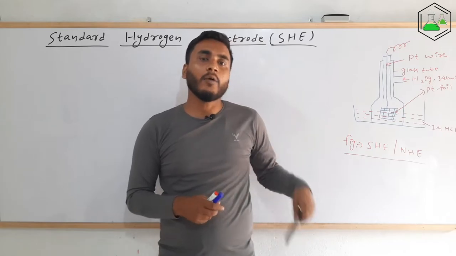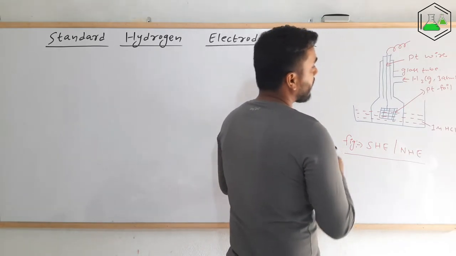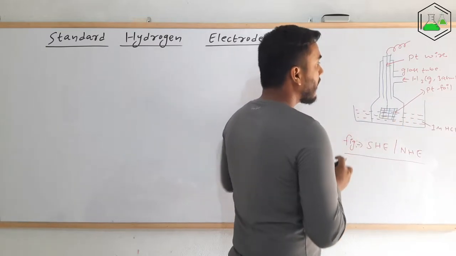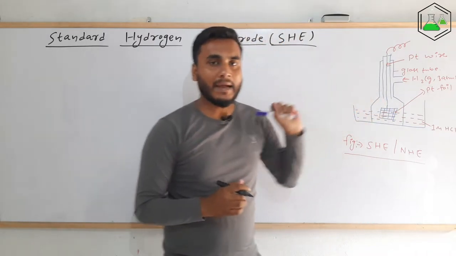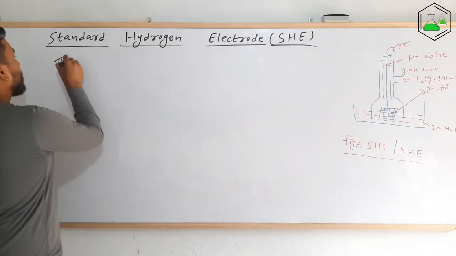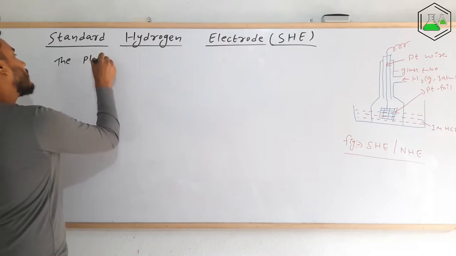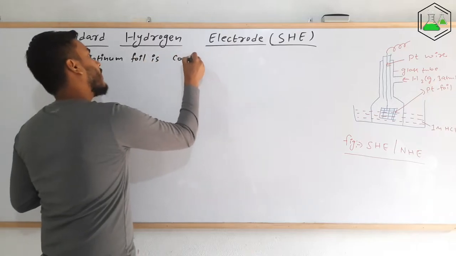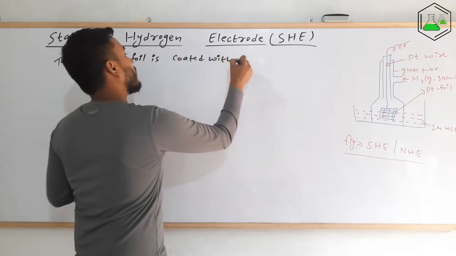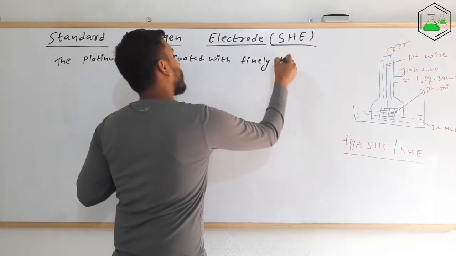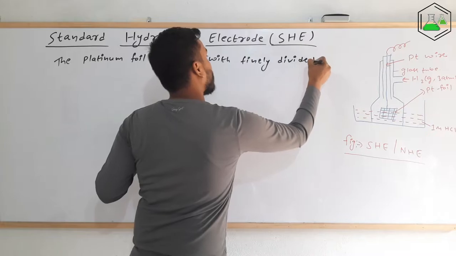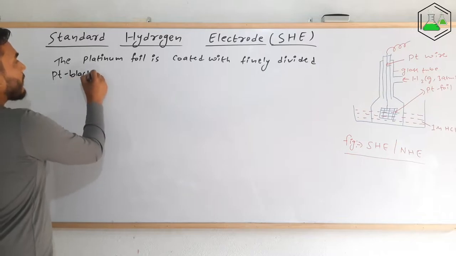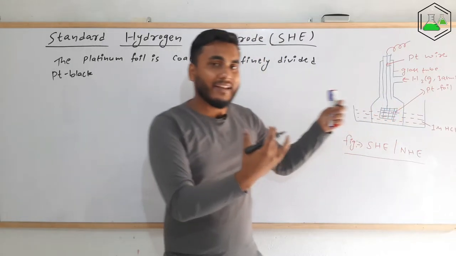Now let's understand how it works. Okay, so what actually happens? See, this platinum foil is further coated with finely divided platinum black. Let me write that. The platinum foil is coated with finely divided platinum black. Platinum black is coated on it so that it can adsorb hydrogen gas.